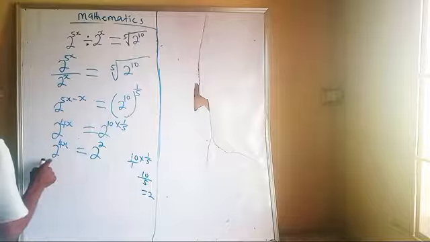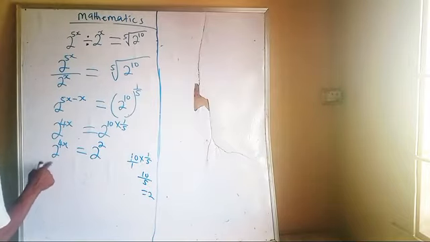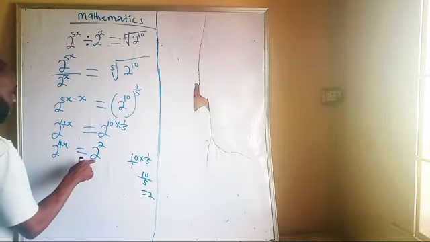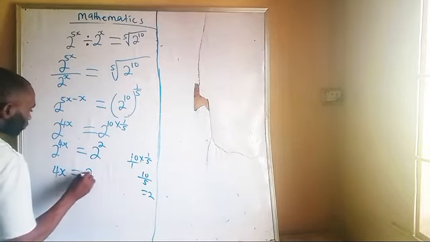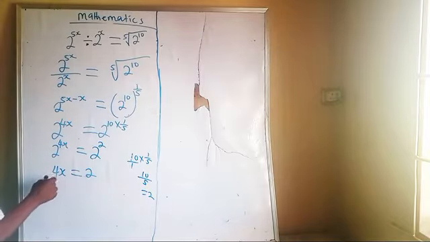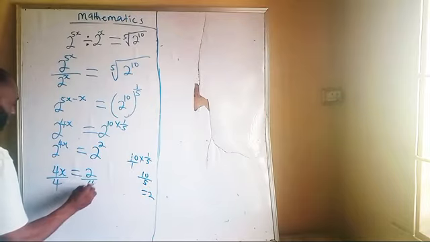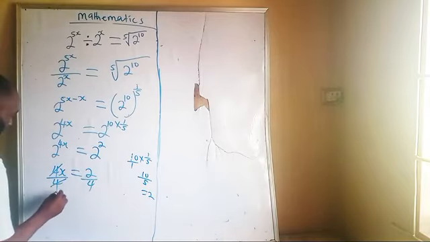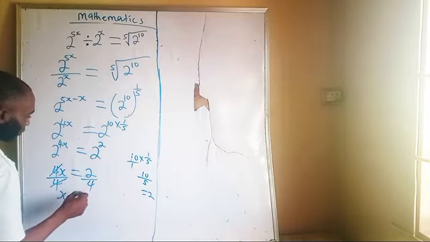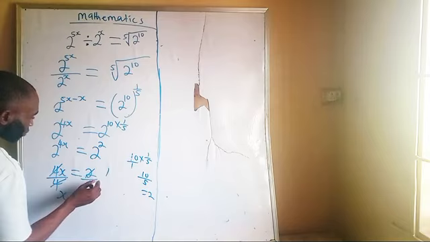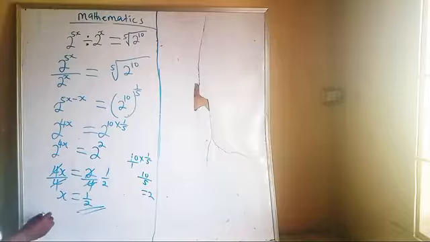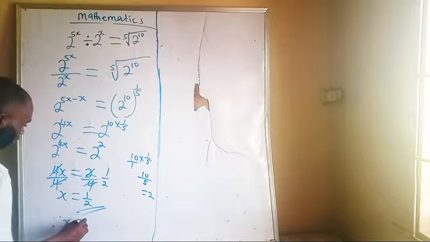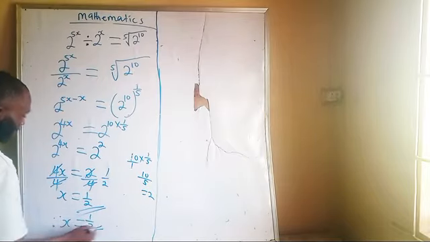Then since the bases are the same, equate; that is another law of indices. When the bases are the same, equate the powers. So the base here is 2 and the base here is 2. So the powers will now be equated. So we now have 4x is equal to 2 because the bases are the same. So we are looking for x, divide both sides by 4. So 4 will strike 4. x will be equal to 2 divided by 4. You use the LCM: 2 here, 1; 2 here, 2. So that is 1 all over 2. So therefore x is equal to 1 all over 2 as your answer.